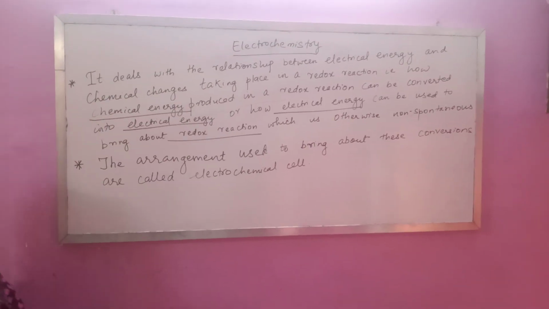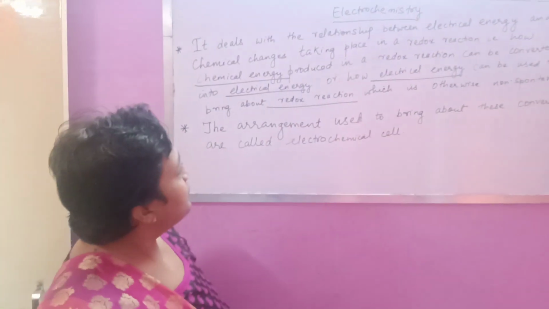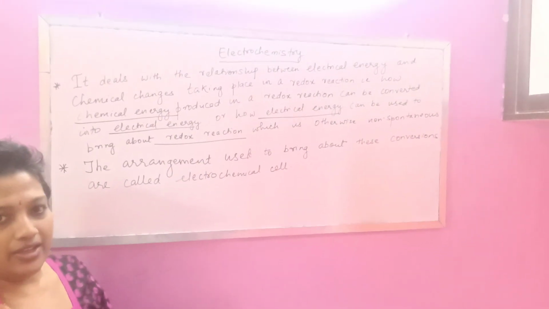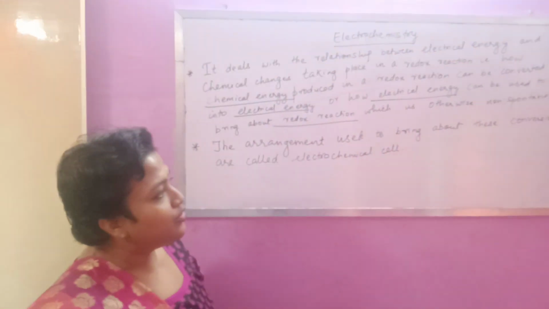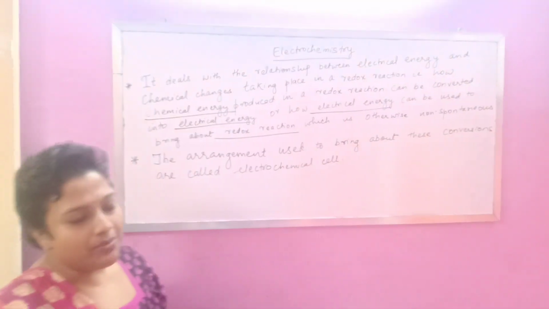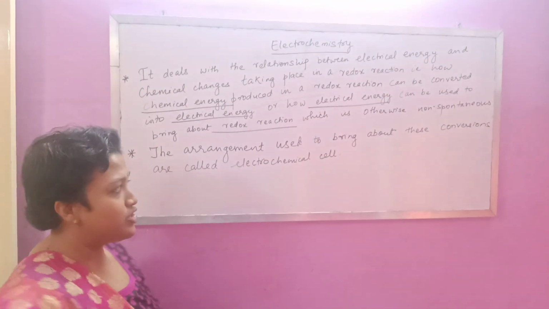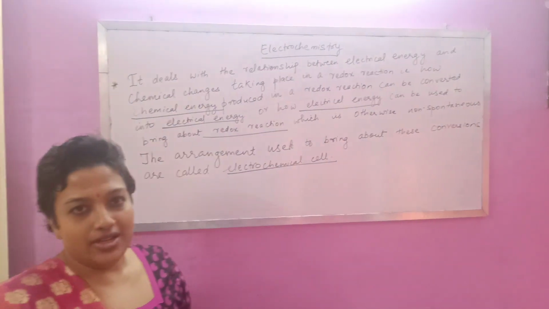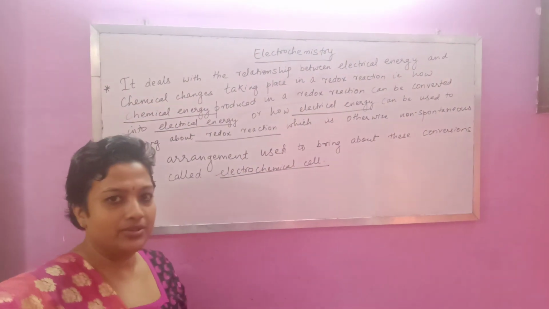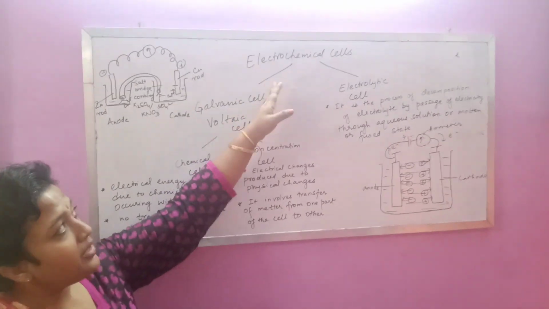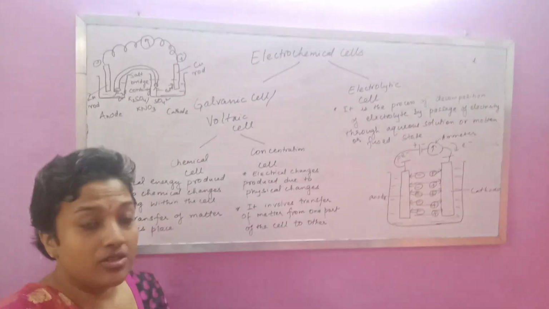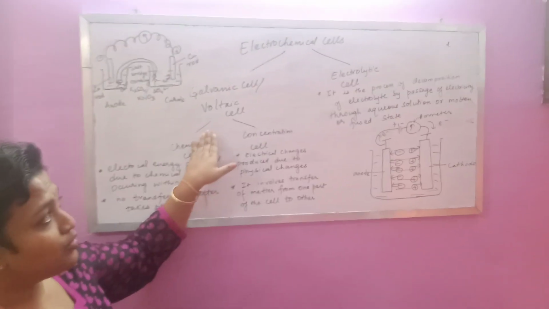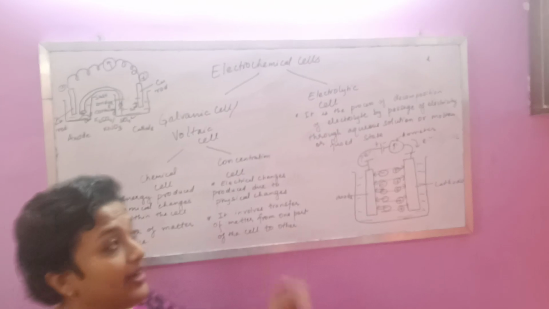And two types of arrangement are there, that is, conversion of chemical energy into electrical energy, or electrical energy into a redox reaction. All these conversions require some arrangements. All such arrangements are called electrochemical cells. And this electrochemical cell is further divided into the following parts. Principally, there are two different types of electrochemical cell: galvanic cell or voltaic cell, and the other one is electrolytic cell.